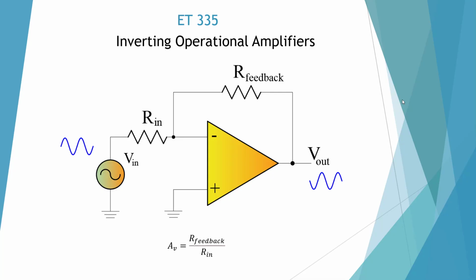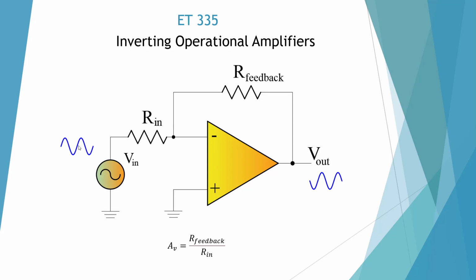Here is an inverting operational amplifier, and we have our input resistor and our feedback resistor. This gain, AV, A is gain, V is voltage gain, is our feedback resistance divided by our input resistance, and that's going to give us gain. Gain is unitless, and we'll utilize that in order to calculate the gain, and then we can calculate the output voltage.